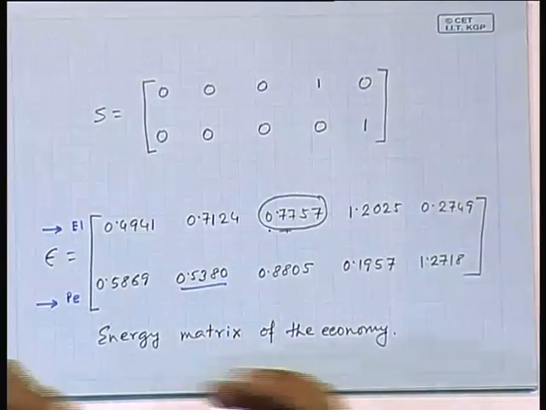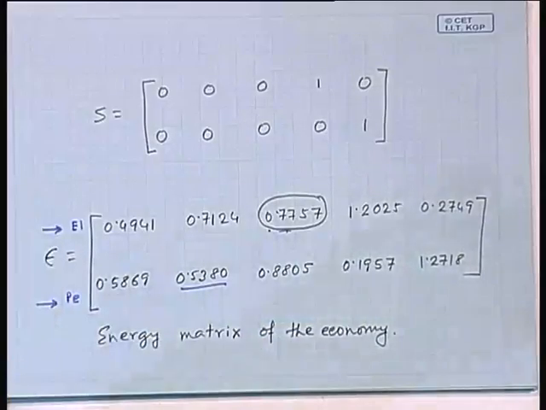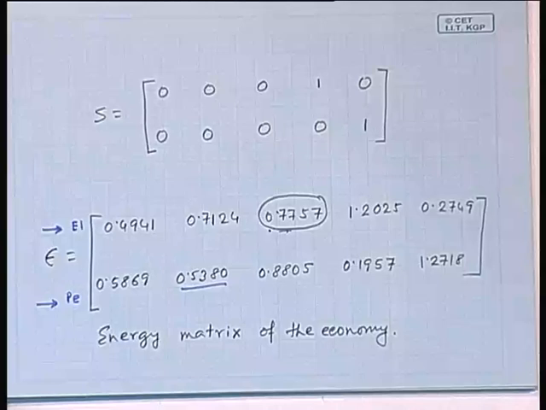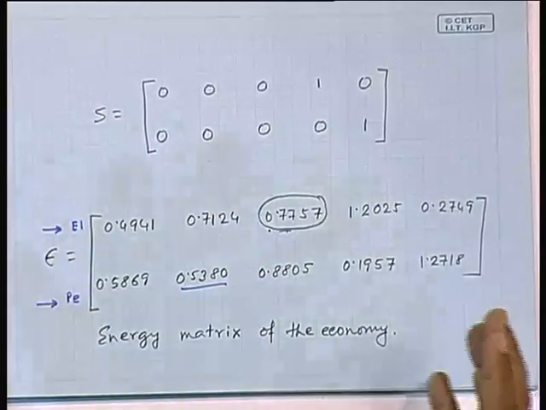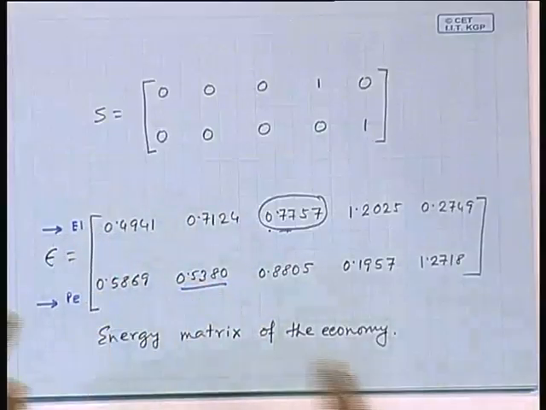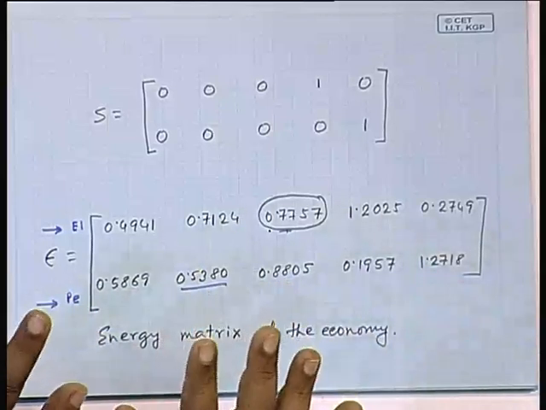Clear? So, how much energy is necessary in order to produce all this? These are the energy contents of specific products. When initially we said that in order to produce anything in the economy, doing anything in the economy, you need energy, it means that all these terms will be filled up, there will be no null term.